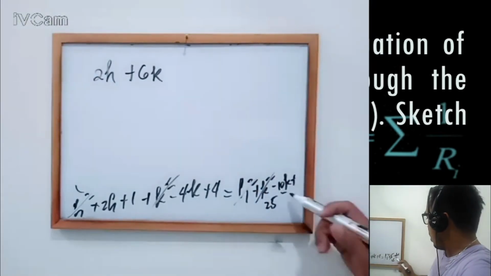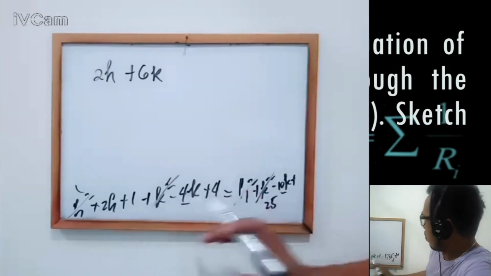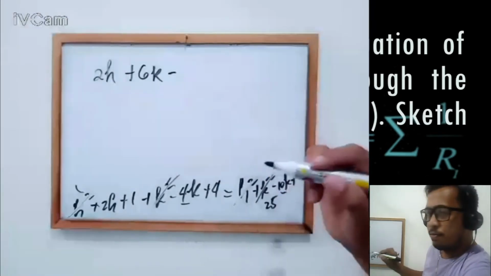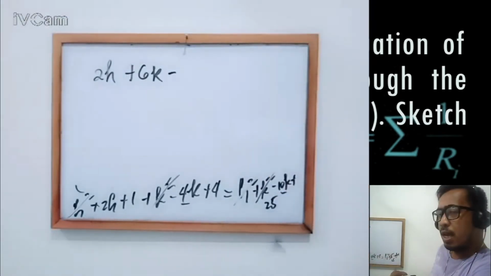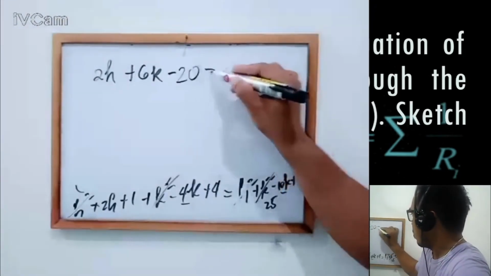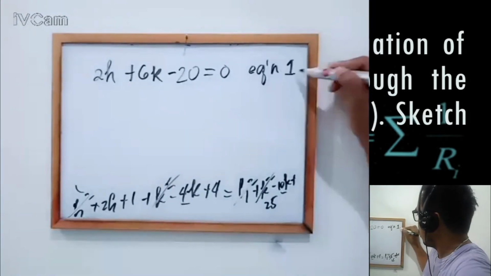So we are done here. For the constant, it is 5. If you transfer 25 to the other side, it will be negative 25, so positive 5 minus 25 is minus 20, equal to 0, and we call this equation number 1.